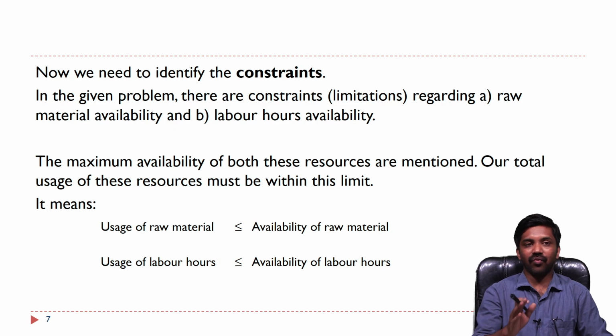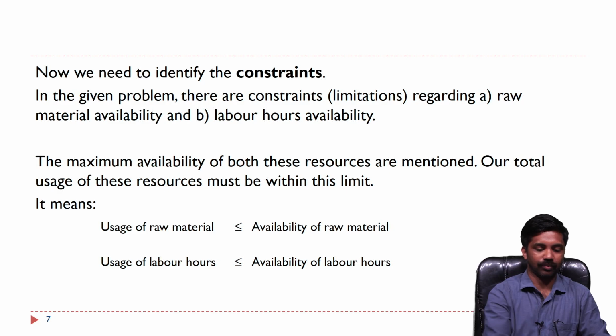Now, we have identified the decision variables, and we also constructed the objective function. Now, moving to the third thing, constraints. We are going to identify the constraints. In the problem we had seen that mainly two types of constraints are there. There is a constraint regarding the raw material availability, and also a constraint regarding the labor hours availability. They have mentioned that only a particular number of units of raw material is available and a particular number of labor hours is available.